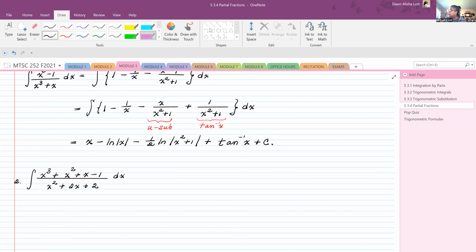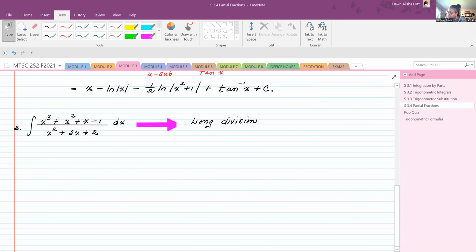So now for this one, I'm going to do long division. And long division helps, but it doesn't get me where I need to go. Okay, so I really need to do more. So if I take x squared plus 2x plus 2, and I divide it into x cubed plus x squared plus x minus 1.